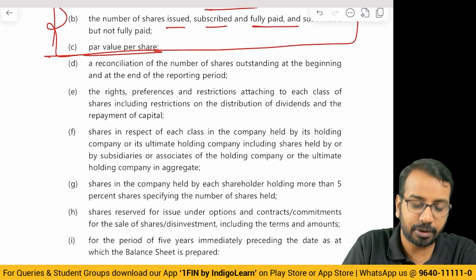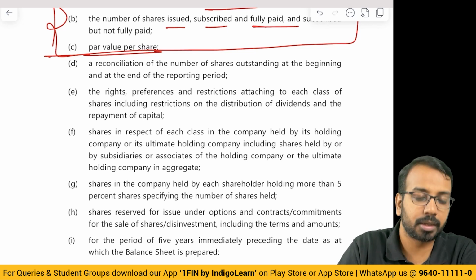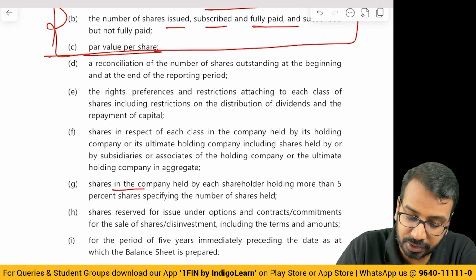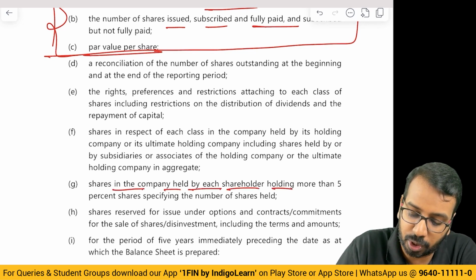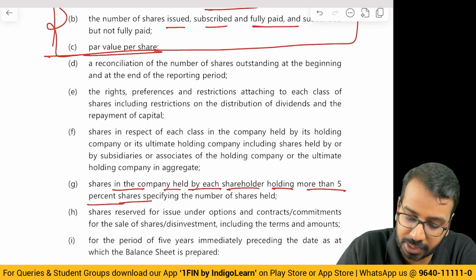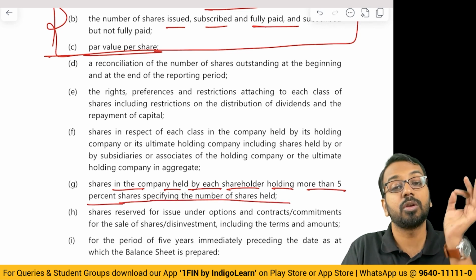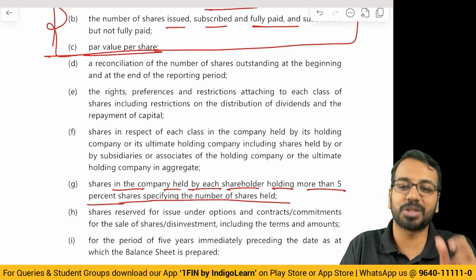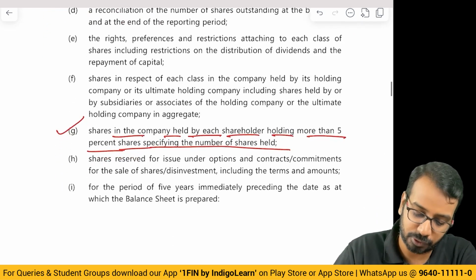Then this is a disclosure requirement. You can have a reference to it as an MCQ question. The shares in the company held by each shareholder holding more than 5% of shares, specifying the number of shares. So if a shareholder holds more than 5% of shares, you will make that disclosure.